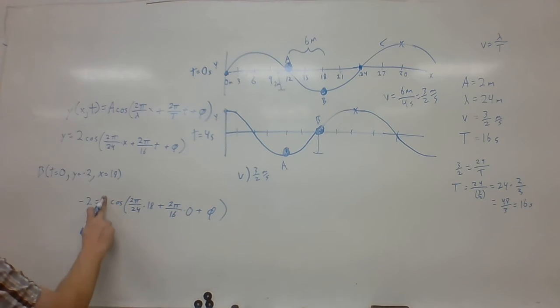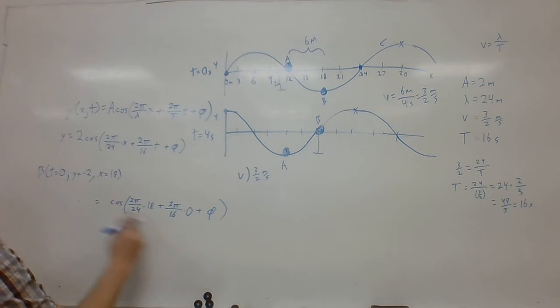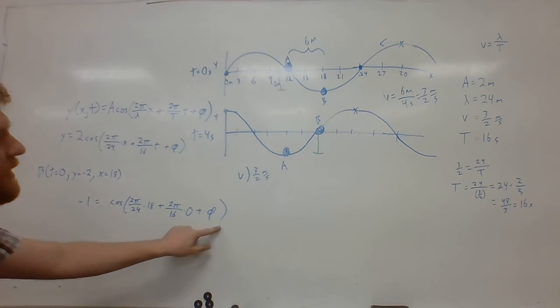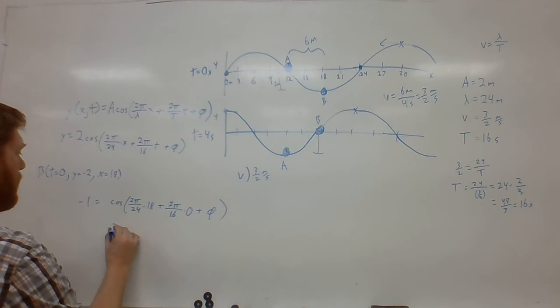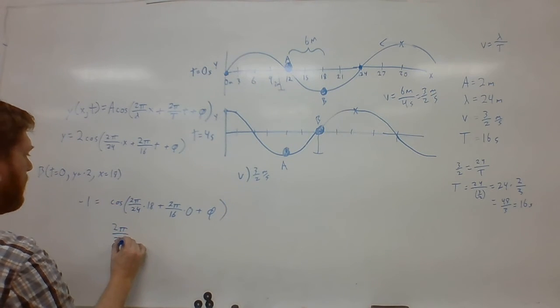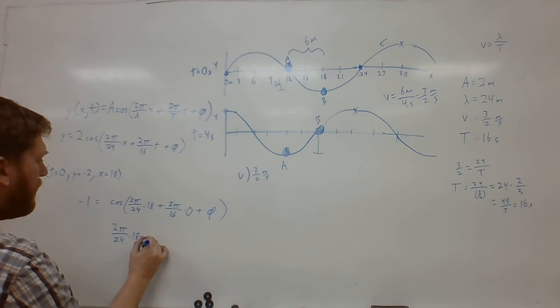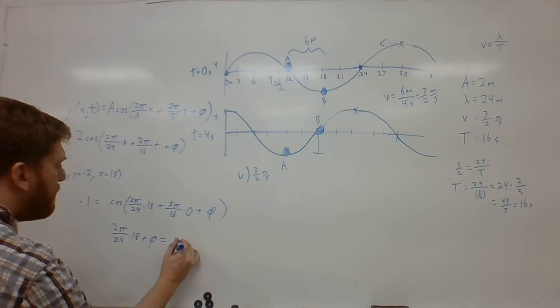Let's divide both sides by 2, and what we get is this cosine is equal to -1. That means this argument is equal to pi, or 3 pi, or 5 pi, or 7 pi, but we'll make it simple. We'll choose just pi. 2 pi over 24 times 18 plus 0 plus our phase constant is equal to pi.